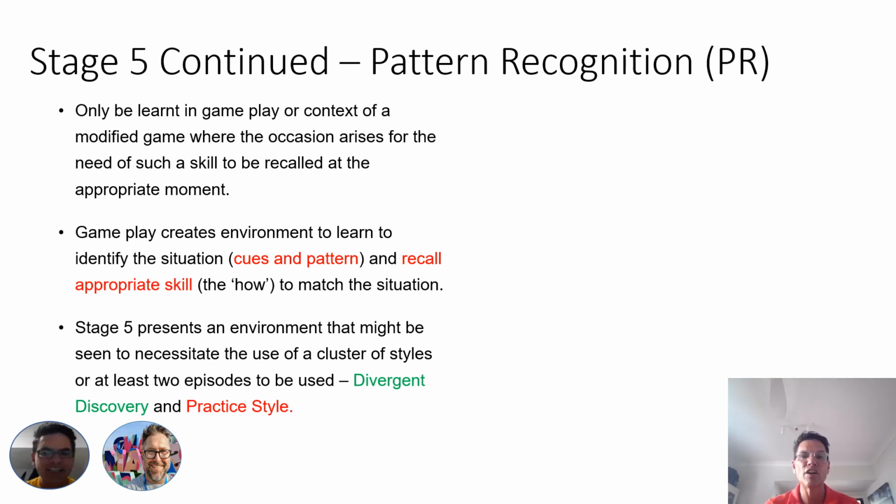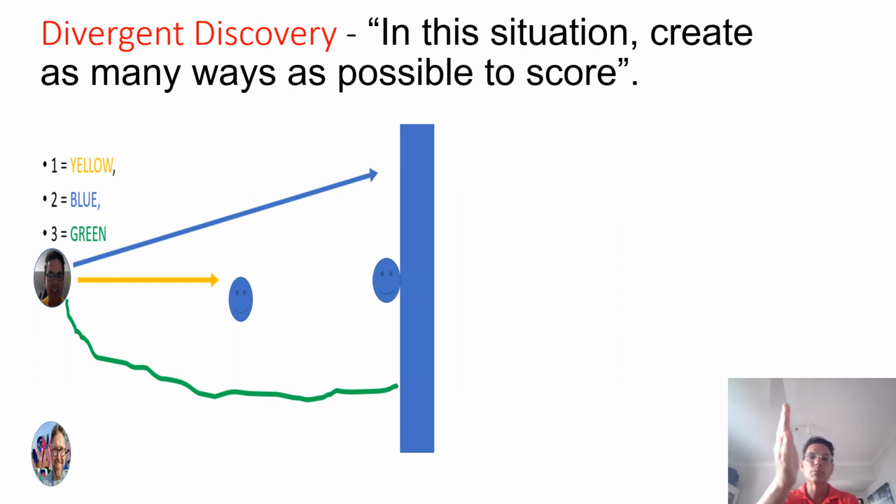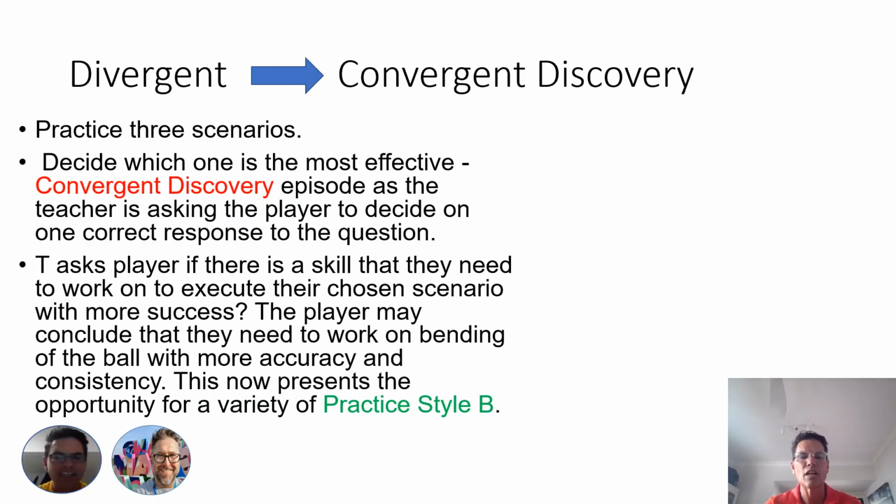Stage 5 presents the environment that might seem to necessitate the use of a cluster of styles, such as divergent discovery, as well as practice. So for example, blue line down the middle of the page, imagine that's a goal. The blue circle in front is the goalkeeper. The other blue smiley face just out is the defender. You might then say to the student, all right, in this situation, I want you to create as many ways as possible to score. Let's say the student came up with these. Yellow, I'm just going to drill it through the defender. Blue, I'm going to go to my left as I face the goal. Or green, I'm going to try and bend it around there. So the student comes up with these three. The teacher says, great job.